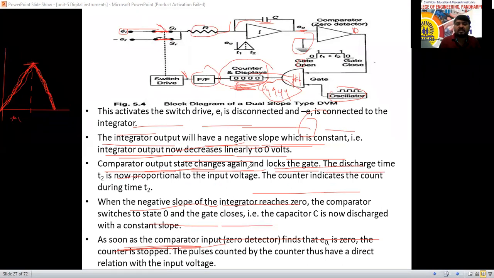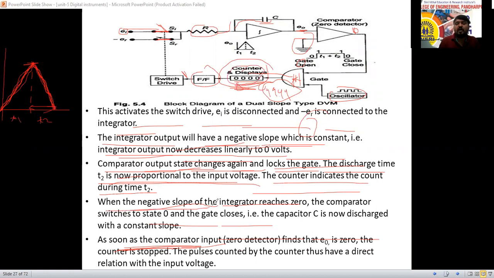So the discharge time T2 is now proportional to the input voltage. This time we consider as T2, which is proportional to the input voltage. Because we are converting voltage to time, during T2 the counter indicates the count and gives the count here.